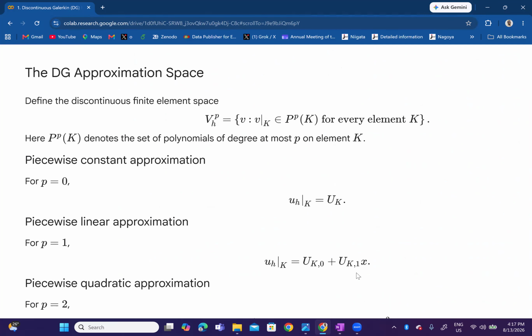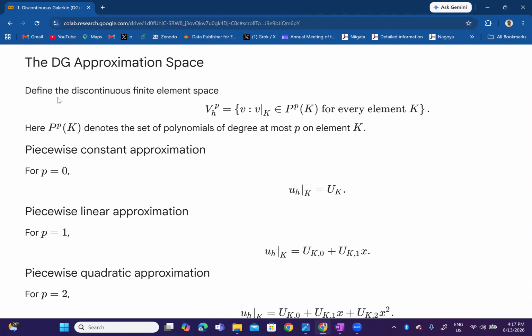So the discrete Galerkin approximation space. We define the discontinuous finite element space V_h^p as the collection of all v such that v restricted to K is an element of P^p(K) for every element K. Here P^p(K) denotes the set of polynomials of degree at most p on element K. So we then have piecewise constant approximation: for p equals 0, u_h restricted to K equals u_K.